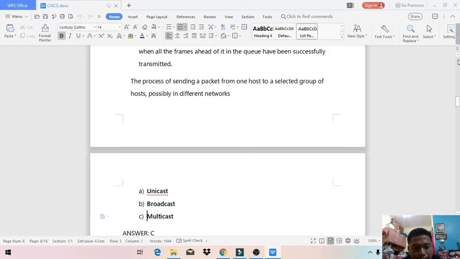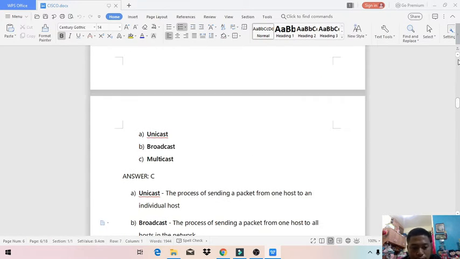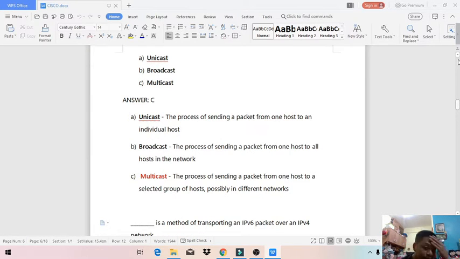Next is the process of sending a packet from one host to a selected group of hosts, possibly in different networks. The choices are unicast, broadcast, multicast. So the answer is letter C, multicast. Multicast is the process of sending a packet from a host to a selected group of hosts, possibly in different networks. Unicast is the process of sending a packet from one host to another, and broadcast is sending a packet from one host to all hosts. But multicast is possibly in different networks.